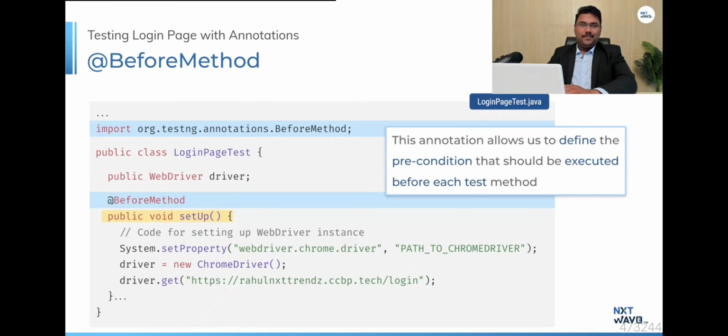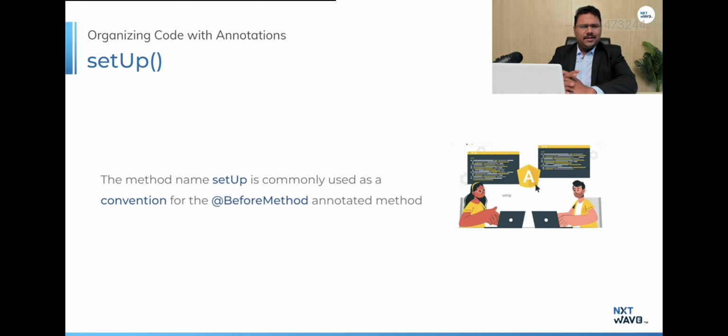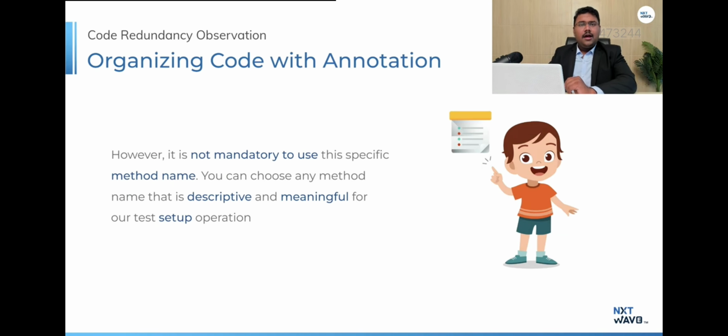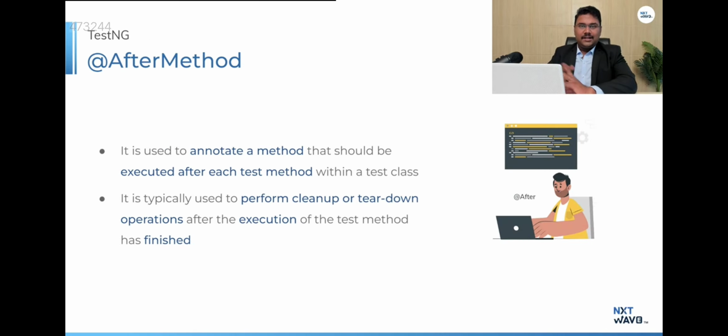All right, now what have we observed? We saw how the before method actually executed the first set of lines freshly for each and every test case, right? And the method name setup is commonly used as a convention for the before method annotation. Okay, but it's not mandatory to use this specific name. You can choose any name that is descriptive and meaningful for our test setup altogether, right? Okay, now let's look at the after method annotation.